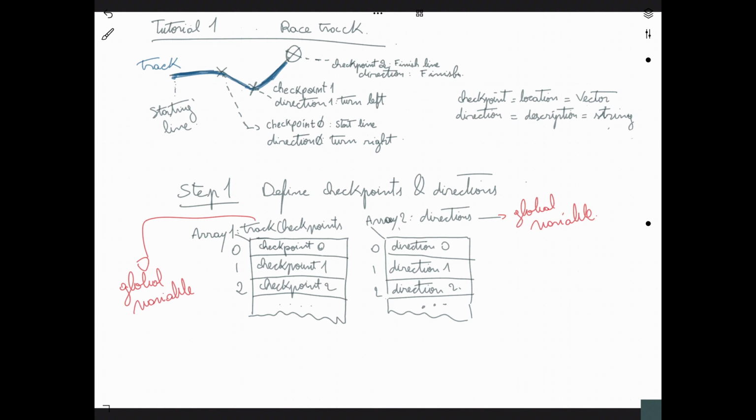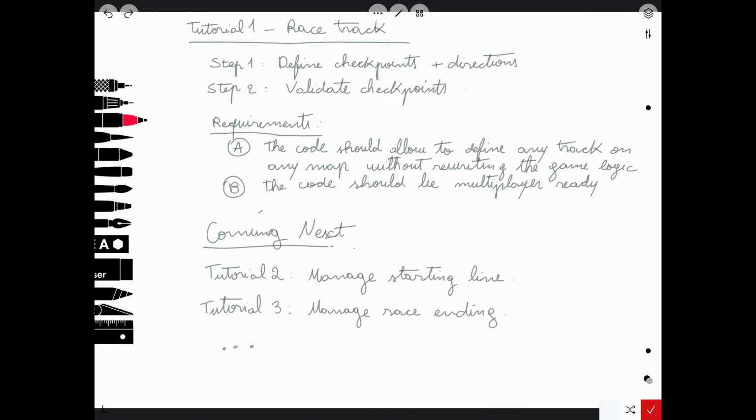Now a track is divided into different parts. There is a starting line, there are different checkpoints, and a finish line. The finish line itself is a checkpoint. When a driver goes through a checkpoint, we need to provide him directions to get to the next checkpoint. And when the driver arrives at the finish line, the race ends. Now let's start with step 1, which is defining checkpoints and directions. That is the same thing as saying we are going to define a track.